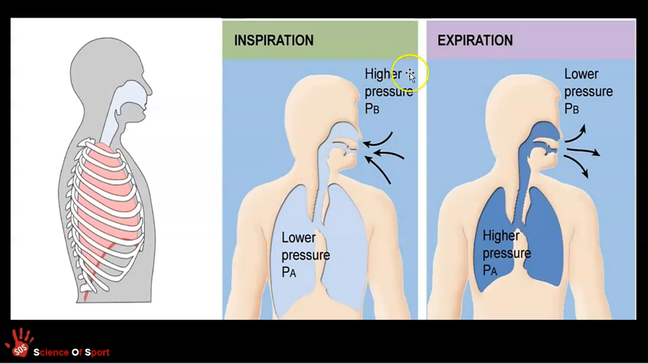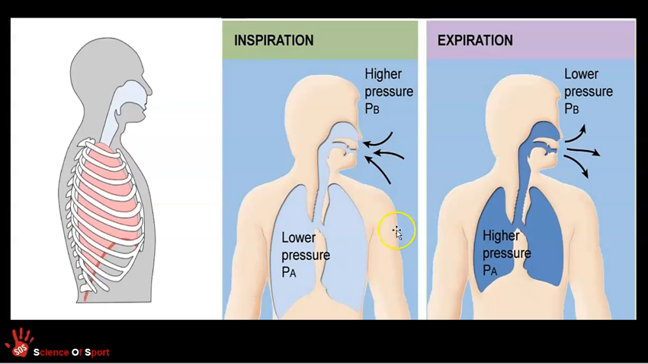So when we breathe in, our atmospheric pressure, the pressure outside us in our external environment, is relatively higher than the pressure inside our lungs. We've breathed in, we've got a big space in our chest cavity, our ribs are pulled up and out. There's a big volume and a relatively lower pressure. So air gets sucked in because it goes from high to low.